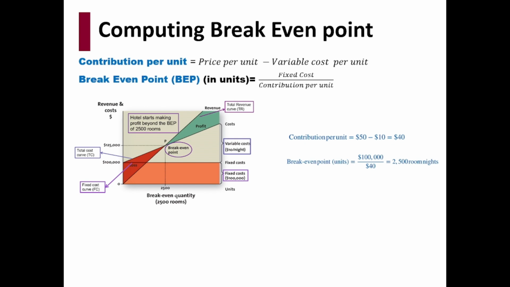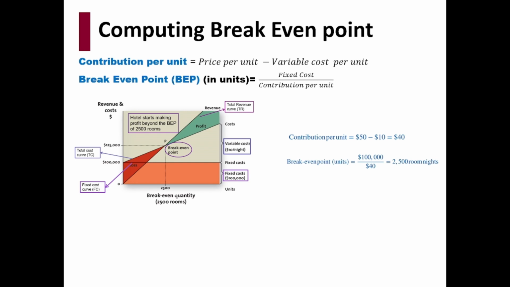To determine the break-even point in units mathematically, we must introduce one more variable, which is the contribution per unit. The contribution per unit just represents the difference between the price and the variable cost per unit. So it can be calculated by deducting $10, which is the variable cost of each room per night, from the $50, which is the set price for each room per night.